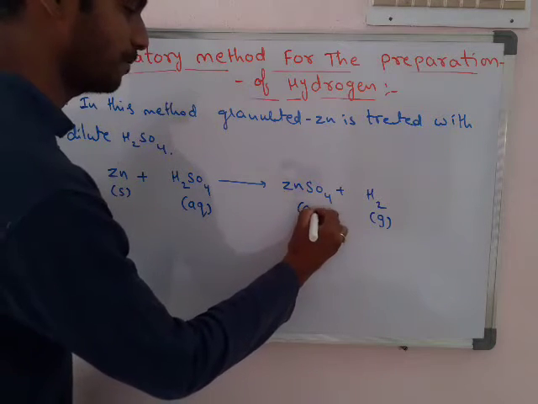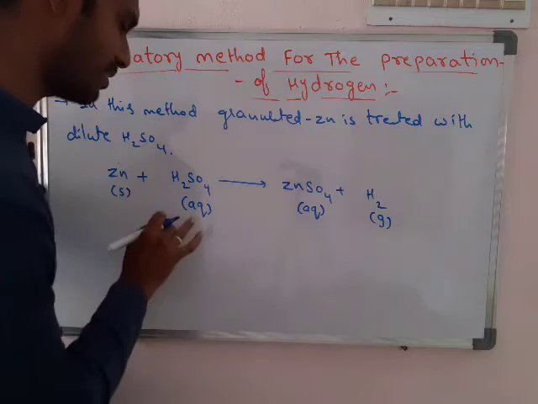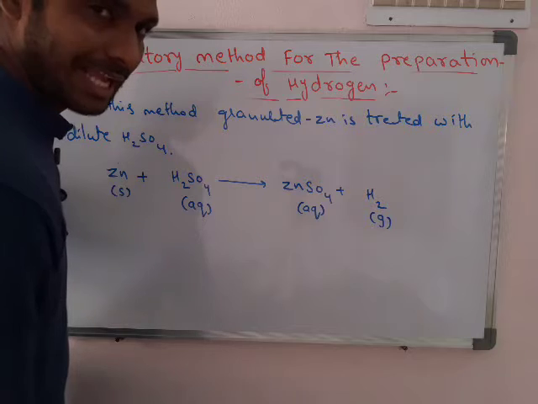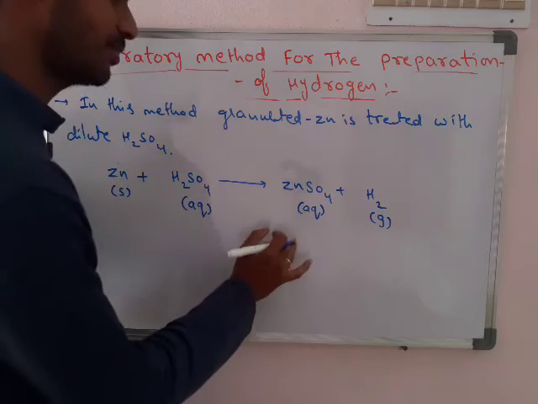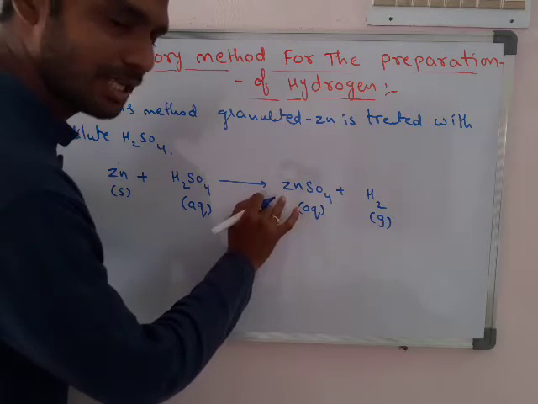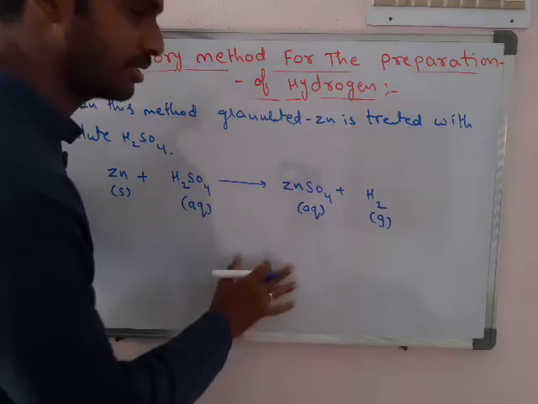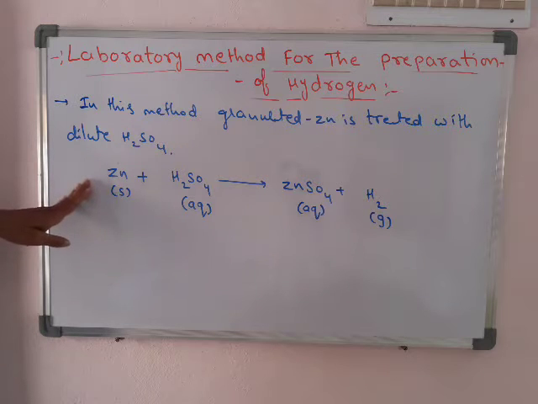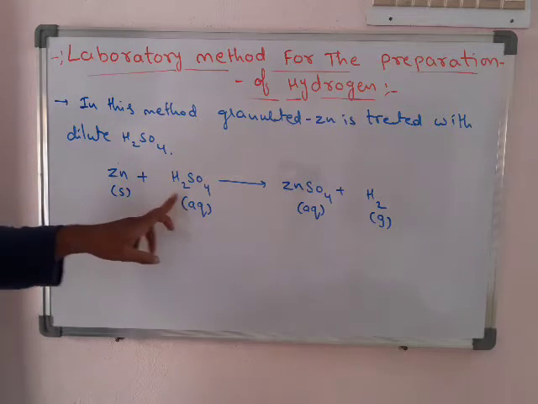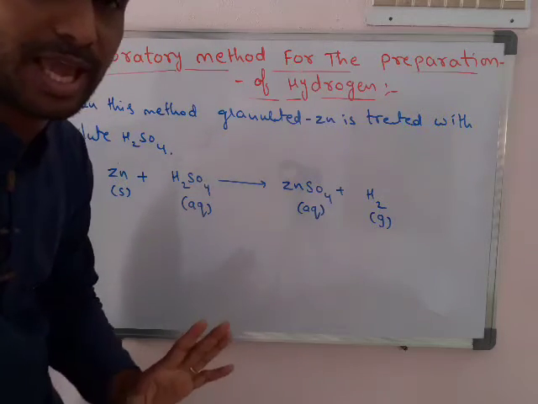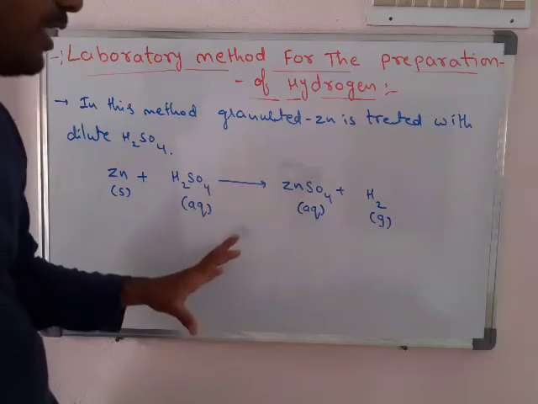The formed salt, zinc sulfate, also dissolves in water, in the aqueous medium, so it is formed as a soluble salt, and H2 gas is released. So this is the reaction used in this method. The granulated zinc is treated with dilute sulfuric acid forming zinc sulfate salt, which is soluble in water, and releasing hydrogen gas.